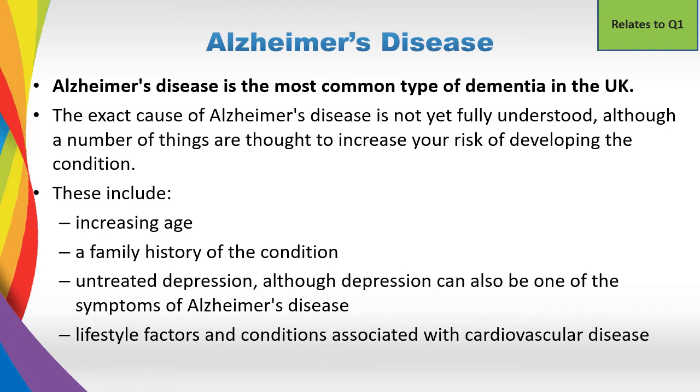Alzheimer's disease is the most common type of dementia in the UK. The exact cause of Alzheimer's is not fully understood, but there are a number of things that can increase your risk of developing the condition, and these include increasing age or getting older, a family history, untreated depression, and lifestyle factors and conditions that are affecting your heart and blood flow.